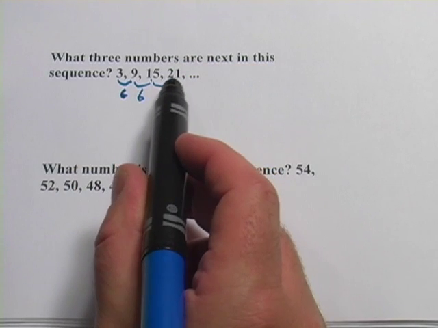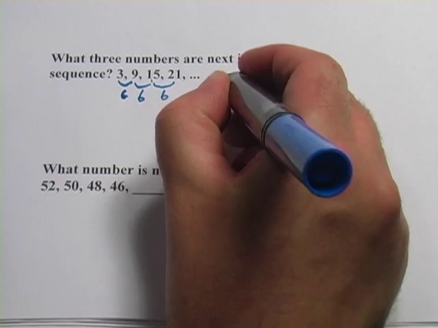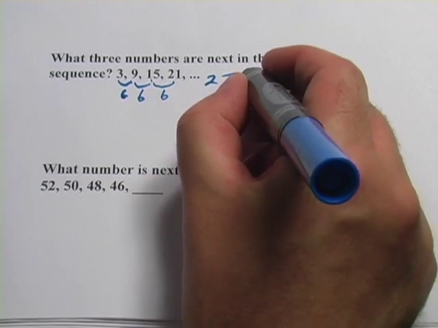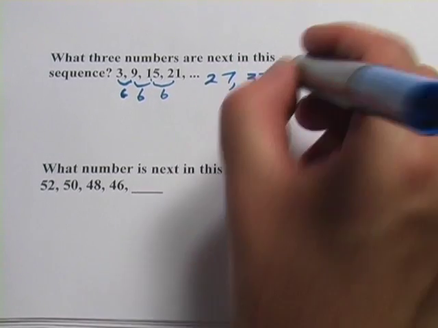So therefore, the next number would be 21 plus 6, or 27. And then after that, 27 plus 6, or 33. And then after that, 39.